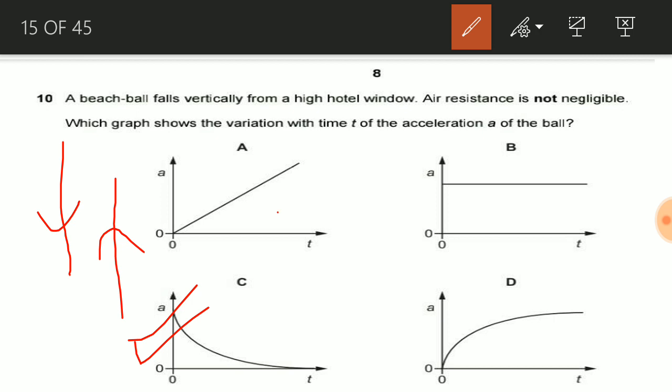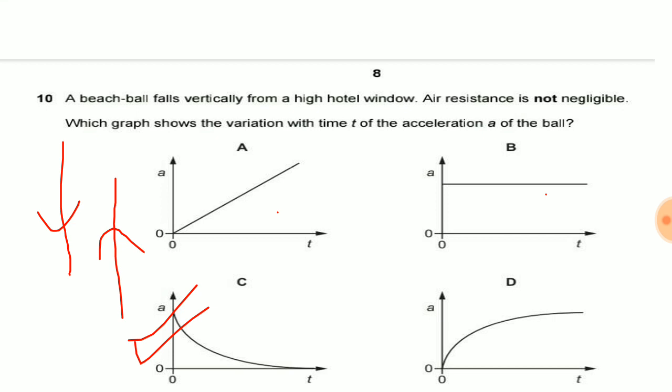In option choice A, it is directly proportional. In option choice B, it is constant. So option choice C is the right answer for question number 10.